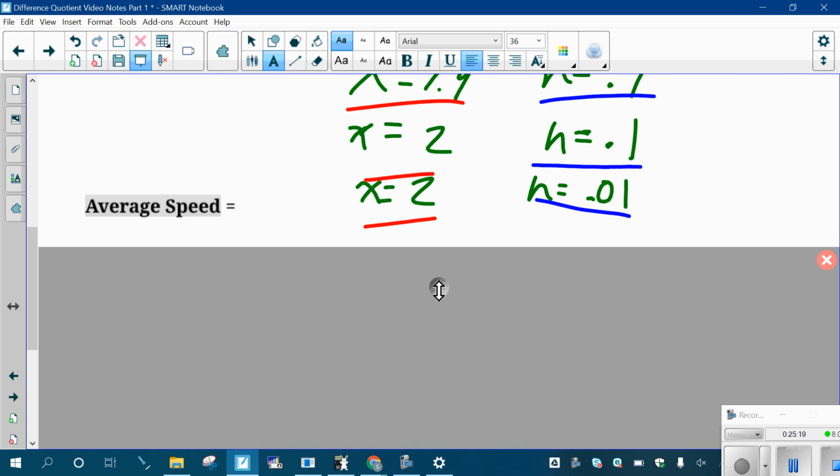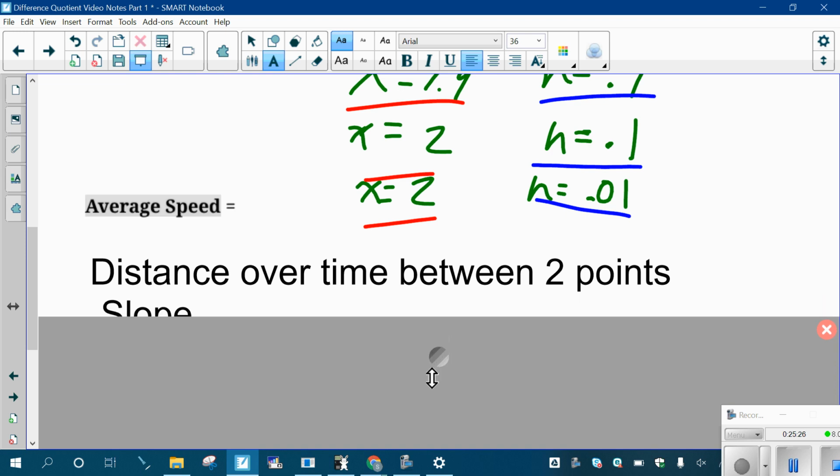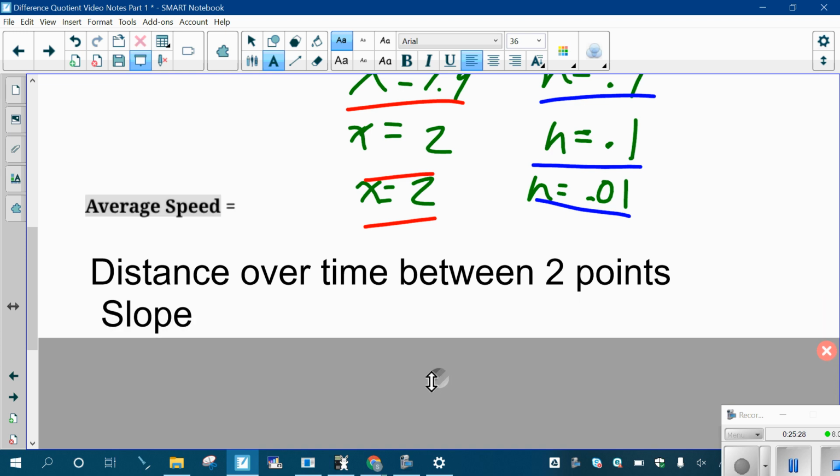Average speed is distance over time. You do distance over time between 2 points, and we're using the difference quotient to do it. It's slope. It's not that bad. How do you find average speed? You do slope between 2 points.